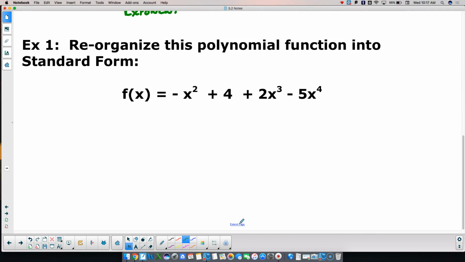So, what I would like you to do now is reorganize this polynomial function into standard form. Can you have fractions? So, f of x is going to equal what?